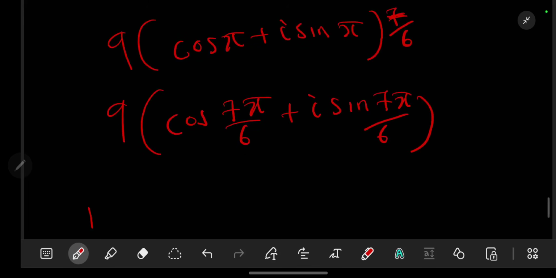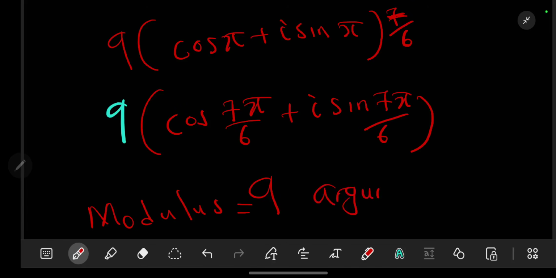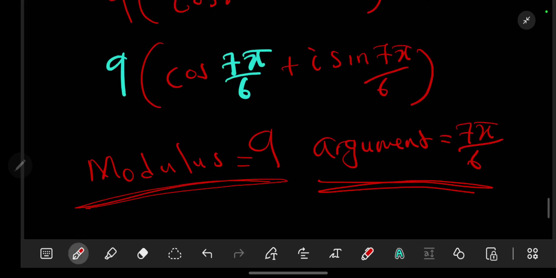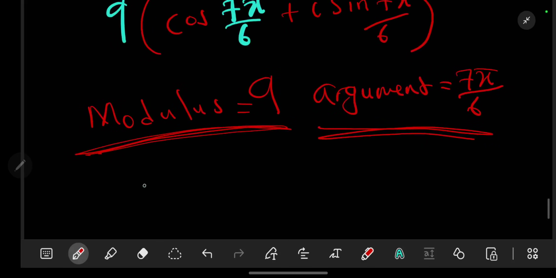So from here you can put your angles. The modulus in this case is equivalent to the number outside, which is your 9. Then the argument, which is just the angle, should be equal to 7 pi over 6, like that. So for such a question you end there, but if you are told to simplify, you just have to find what your angle is.